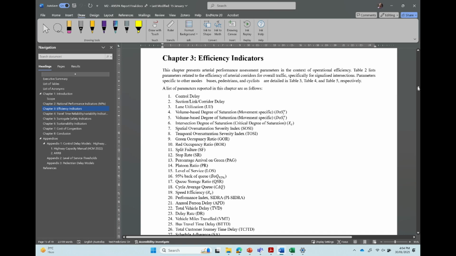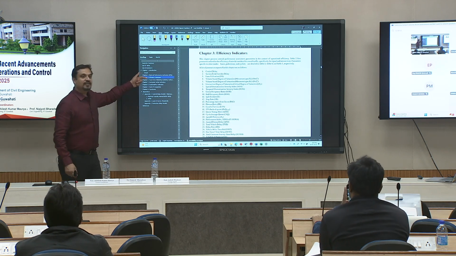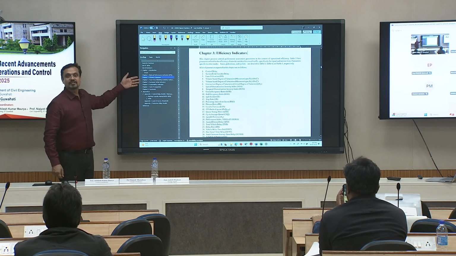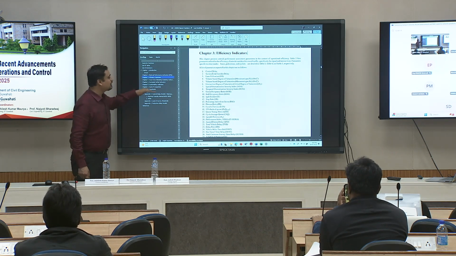You have different indicators for efficiency, reliability, surrogate safety indicators, sustainability indicators, even the cost of congestion. Somebody asked a question on safety, that do we have to consider the safety also? Yes. When we are looking at the intersection, we have to consider various performance measures with respect to efficiency, reliability, surrogate safety measures, and sustainability. These are really important ones. And again, the last one is the cost of congestion.